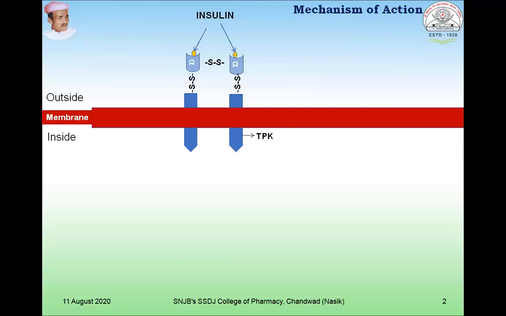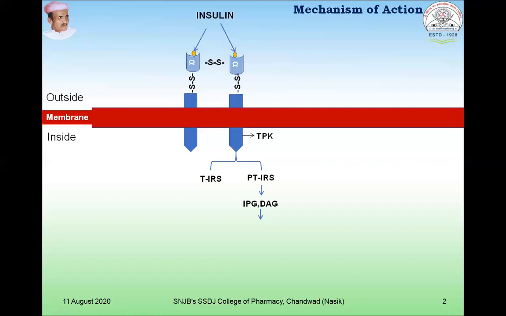Now what happens? Binding of insulin to its specific receptor at the alpha subunit induces the aggregation and internalization of the receptor. This activates tyrosine kinase on the beta subunit. Now the beta subunits phosphorylate the tyrosine residues on each other. This phosphorylates the tyrosine residues of insulin receptor substrate proteins, particularly IRS1 and IRS2. These are the proteins which get phosphorylated.